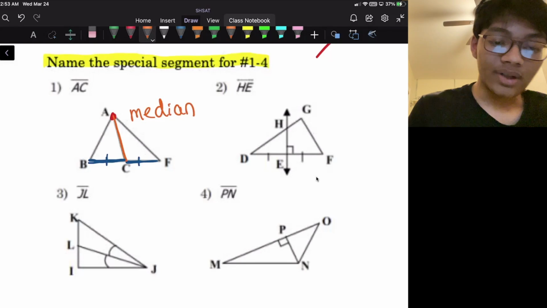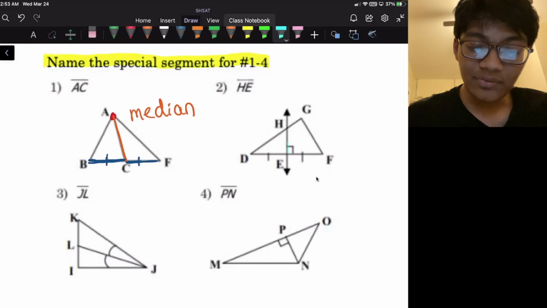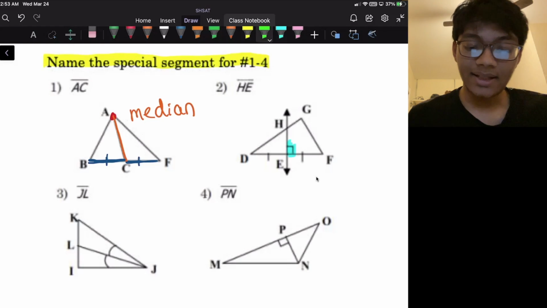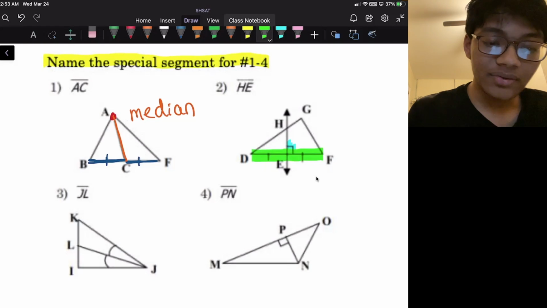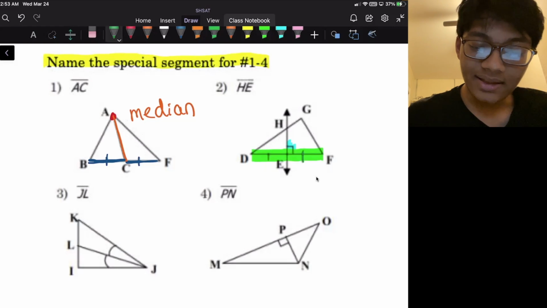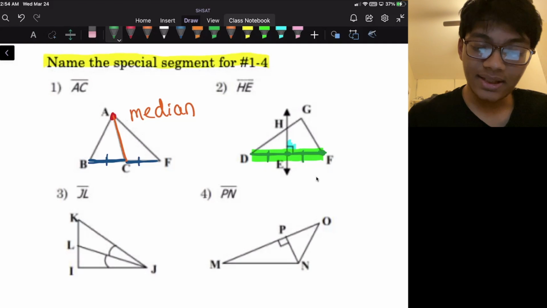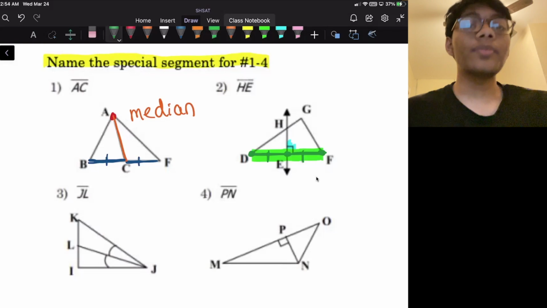Next one up, we've got line segment HE. Okay, HE. So what do we see for that one? Well, we see a few things. Number one, we see a right angle, and we see that HE has chopped the side in half. So this part of the side is equal to this part of the side. How do we know that? Well, you can just look at these tick marks, and these two tick marks tell you that this side, DE, is equal to this side, EF. So EF is equal to DE. That means HE not only hit the side at a right angle, it also chopped the side in half.